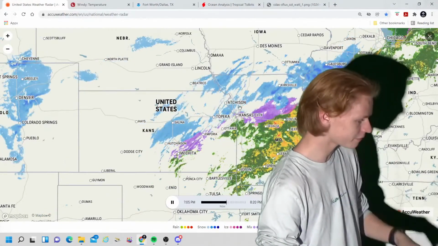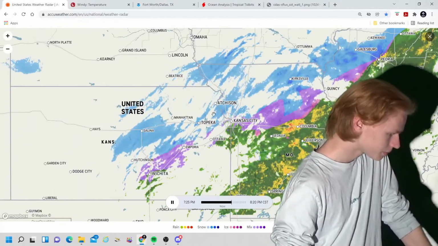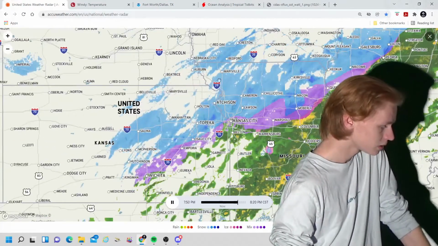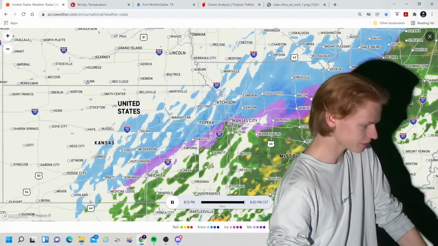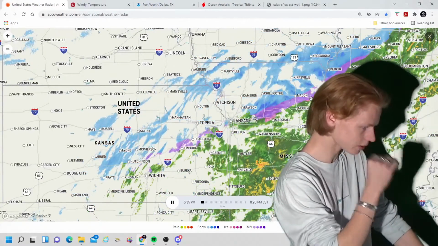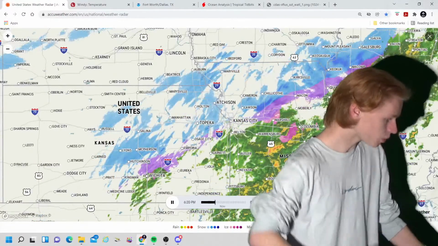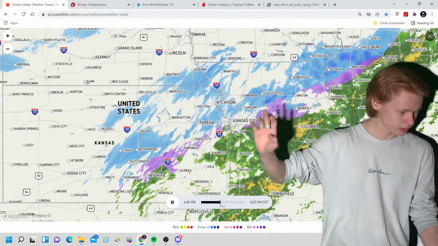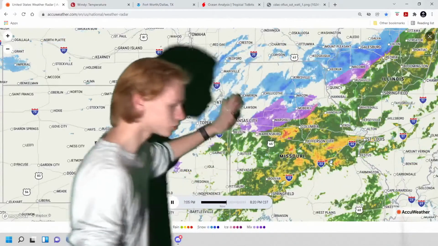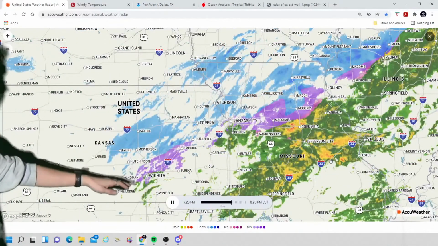To the north, up in Ashton, they're seeing more snow. St. Joseph, mainly they're seeing snow up there. North of Wichita, they're seeing freezing rain starting to make its way farther south through Wichita. So you can see there.